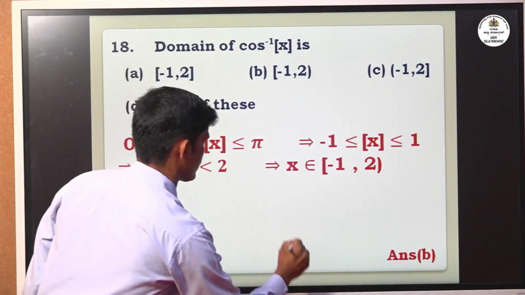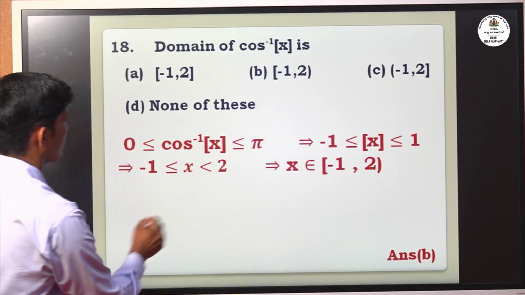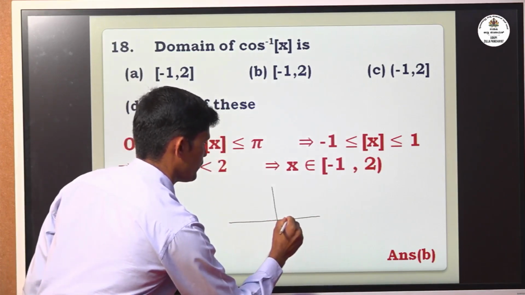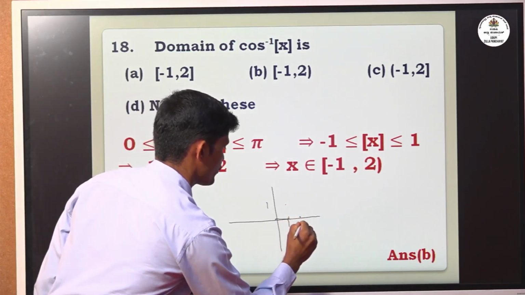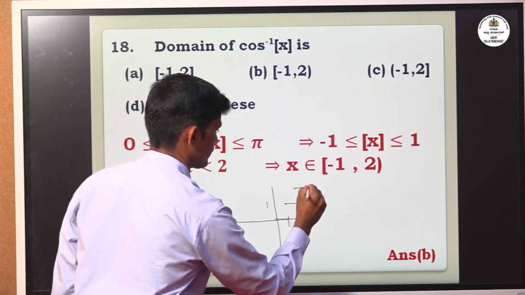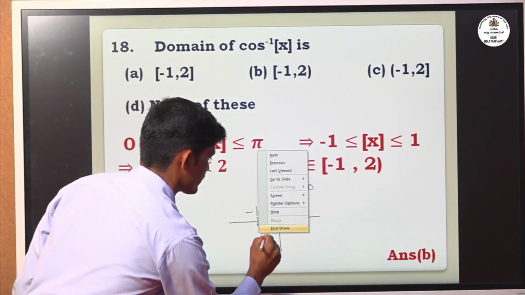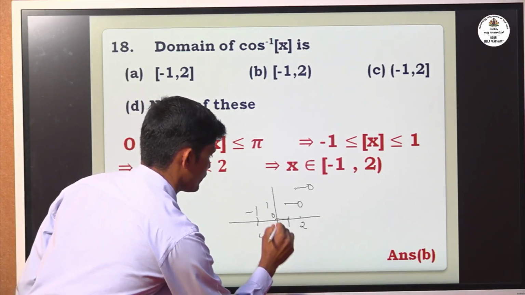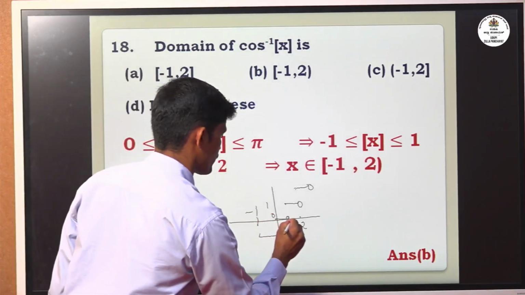So you can observe this. Integer part of x between 0 and 1 its value is 0. When it is 1 its value is 1, and between 1 and 2 integer part is 1. When it is 2 its value is 2, and so on. Between -1 and 0 its value is -1, but when it is equal to 0 its value is 0, not -1. So this is the step function or greatest integer function we have studied.